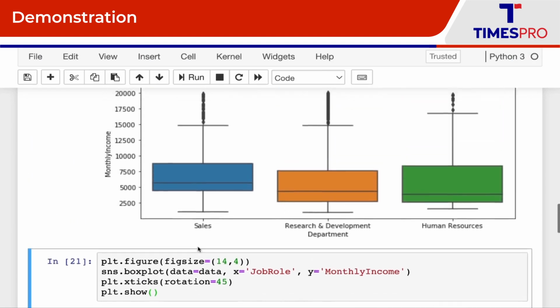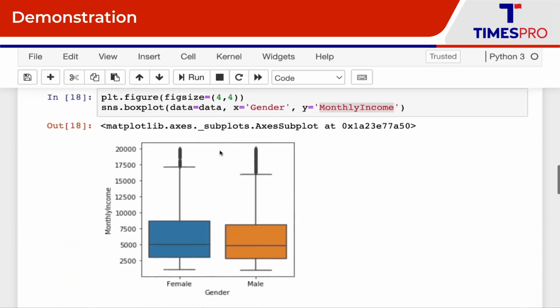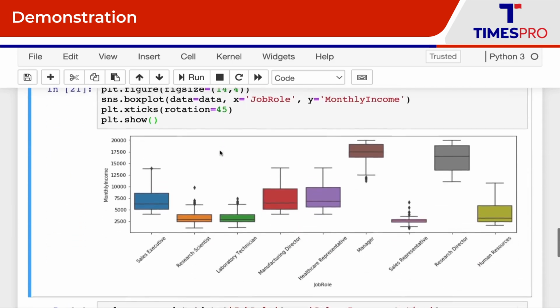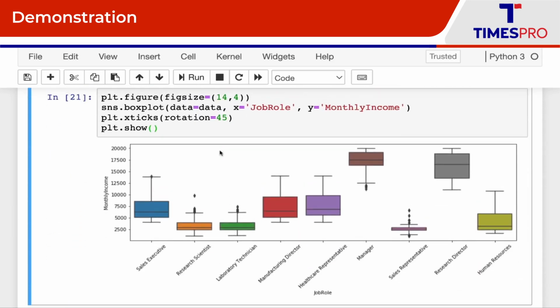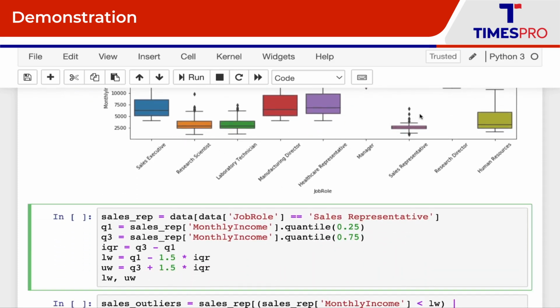So instead of looking at outliers on a single box plot by taking the entire column, it's always good to look at outliers by dividing the box plot into various categories, taking help of a categorical column. So now what I'm going to do is identify those sales representatives who are outliers. So we are going to detect outliers. How are we going to do it? Using the concept of IQR, and then we'll be calculating lower whisker and upper whisker values.